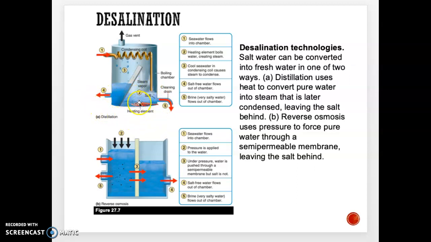What's left behind is extremely salty water called brine, and it's very difficult to get rid of brine because no matter where you put it, whether it's on land or back out in ocean water, what you're doing is introducing water that is extremely high in salts, and that can actually cause different kinds of problems for the animals, plants, and water that you're putting it into. So that's distillation.